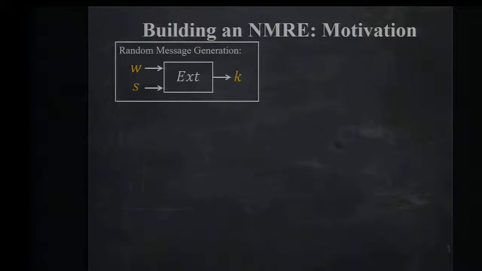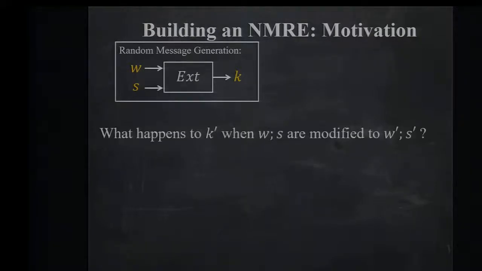Okay, so as I said, one component of the NMRE is very simple. You take a source, you take a seed, you're going to come up with the output of an extractor, and that's really all it is. So we need to understand what happens to the key when W and S are modified. Why do we need to understand this? We need to understand it because it's a non-malleable code. We need to be able to decode and recover K, which means that we need to convey W and S. So when I'm trying to build my NMRE, I have to bear in mind that W and S have to be conveyed, and I have to cleverly convey it to you so that there can't be any malleable tampering, right?